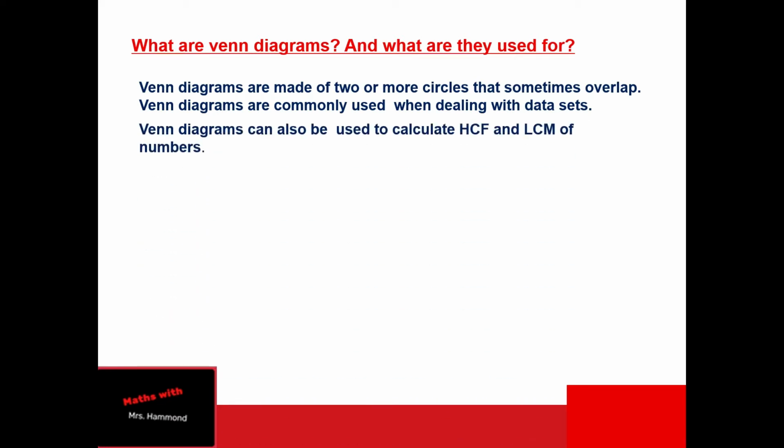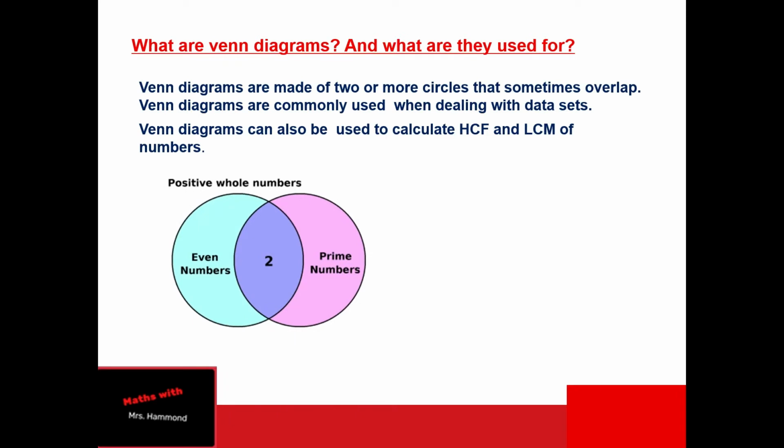Venn diagrams can also be used to calculate the highest common factor and the LCM of numbers, as we're going to do in the next few minutes. This is a typical form of a Venn diagram. Sometimes you could have as much as 3 circles, but today we're just going to look at 2 circles, and then as an extension we'll look at 3 circles.